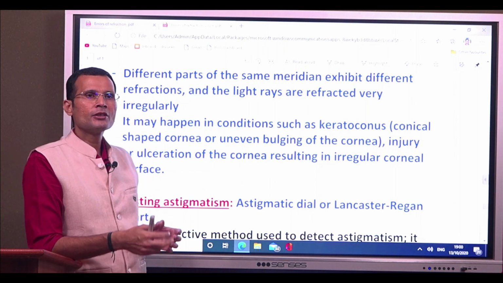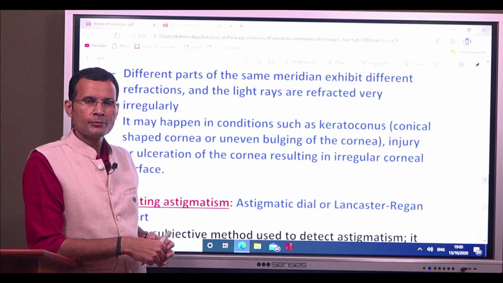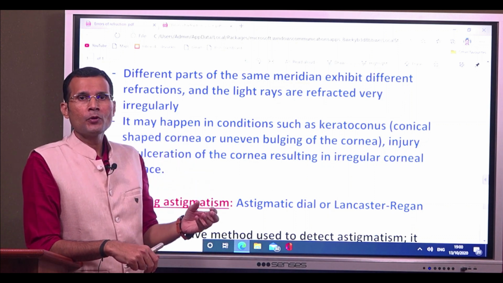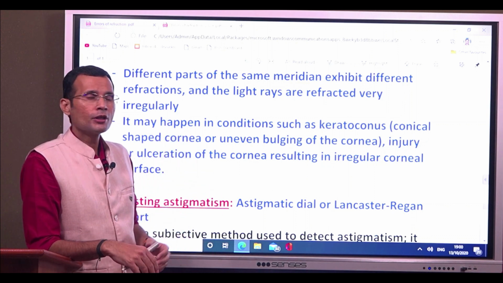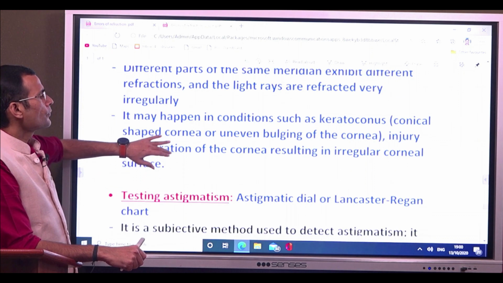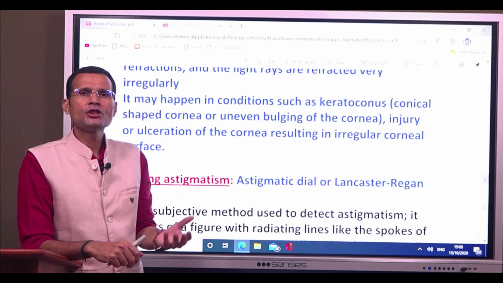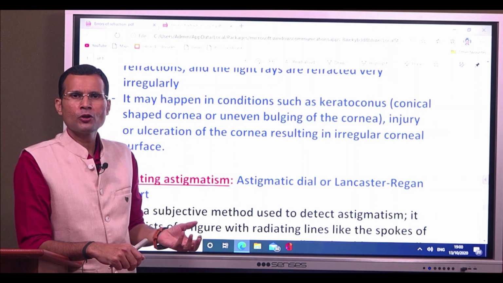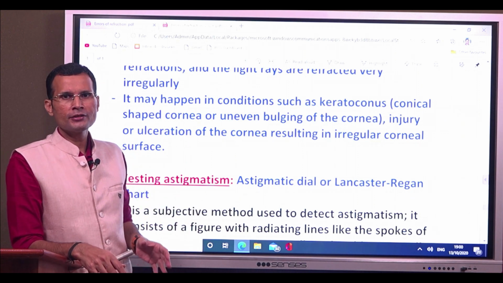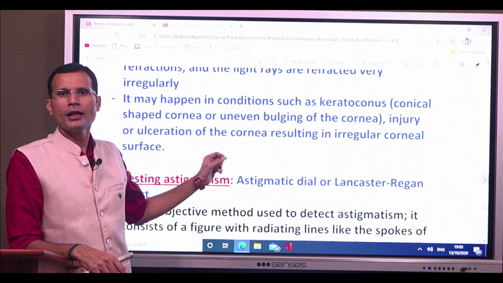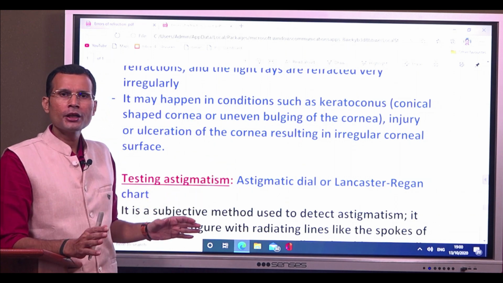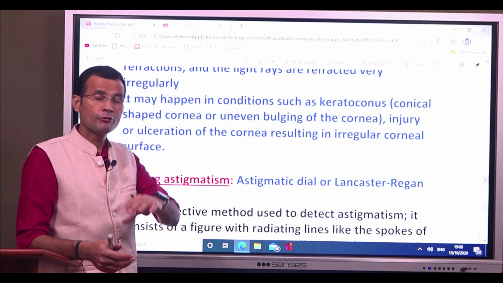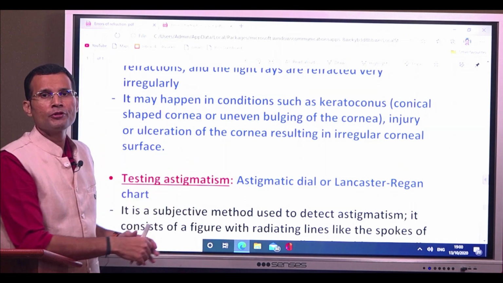It can happen in certain conditions like keratoconus. Keratos means cornea. So, conical shaped cornea is called as keratoconus. Or suppose uneven bulging of the cornea, there was injury to the cornea, ulceration of the cornea, all these conditions may lead to the astigmatism with irregular surface of the cornea and therefore such type of refractive error.